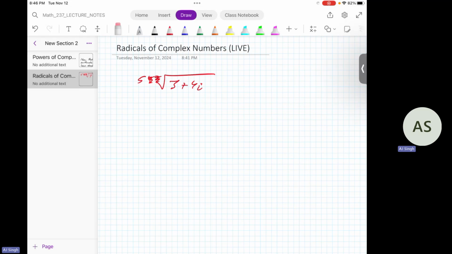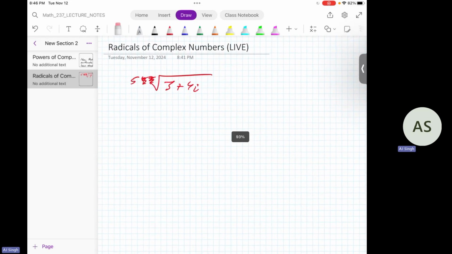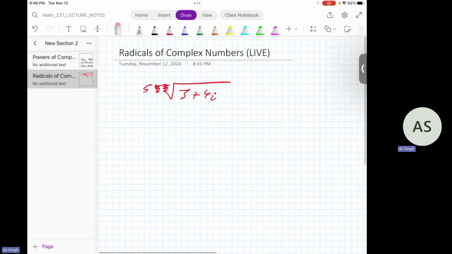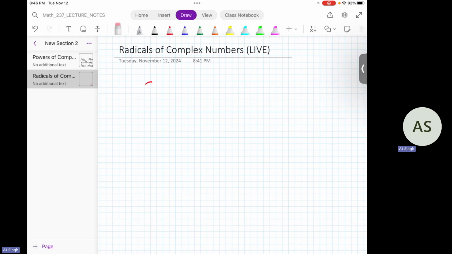Okay, so as usual, you should take notes as I'm writing, and then I'll do an example. You can do an example, and then we'll see how we're doing.